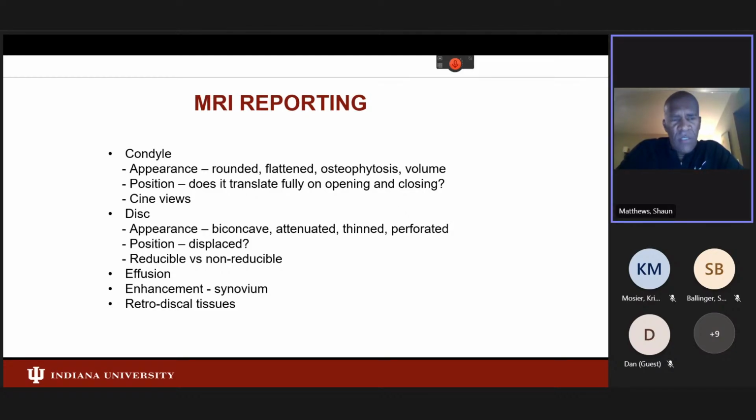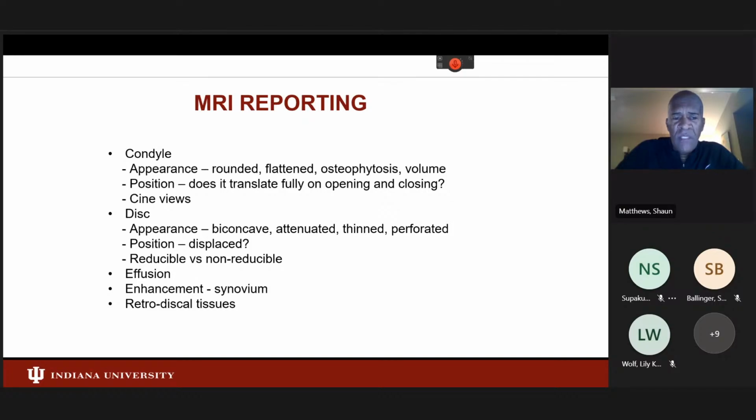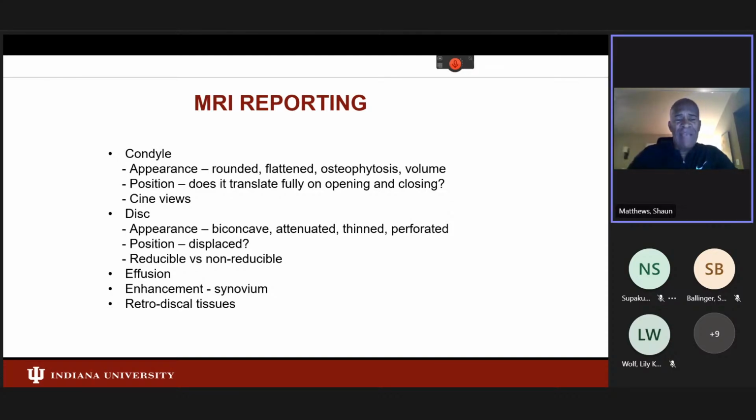What about the disc? What does the disc look like? Does it have its typical biconcave shape? Is it attenuated? Is it thinned? Is it perforated in appearance? Is that disc displaced? And if so, does it reduce or does it not reduce? Is there evidence of fluid? Is there any fusion in that joint? Is there evidence of synovial enhancement suggestive of intrinsic arthritis? What is the appearance of the retrodiscal tissues? These are the kind of features I like to have described on a good MRI report from my neuroradiology colleagues.